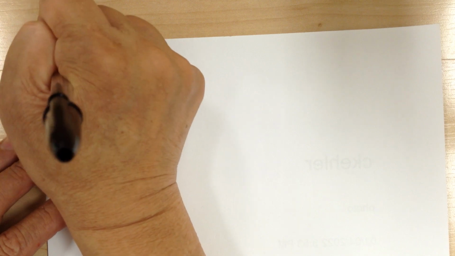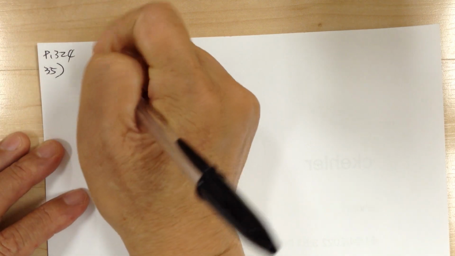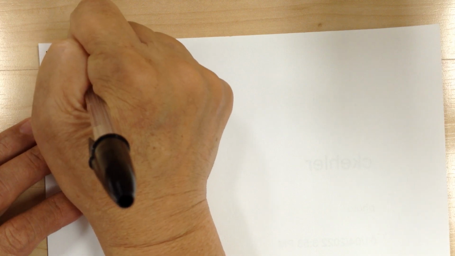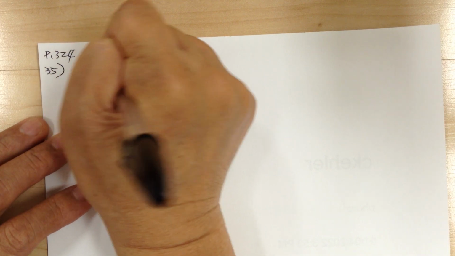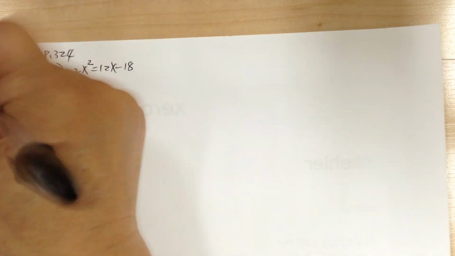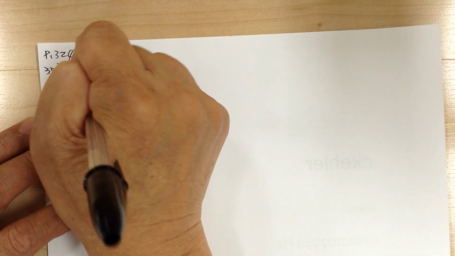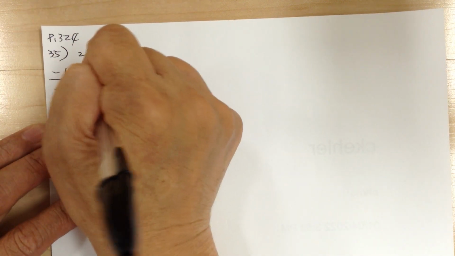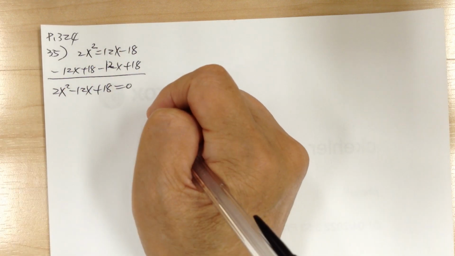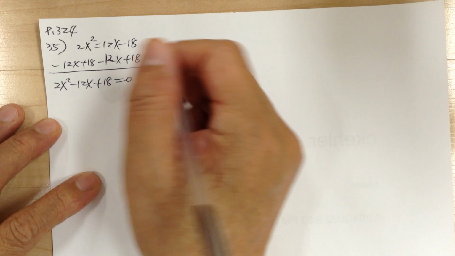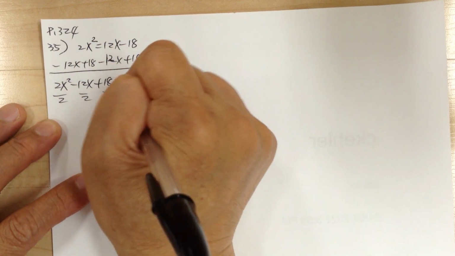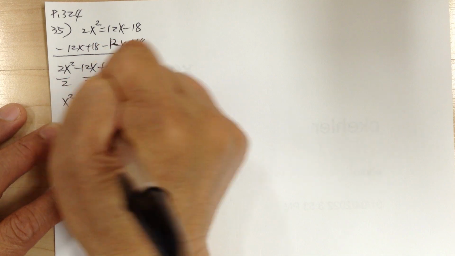Let's go to the next one. You have 2x squared equal to 12x minus 18. You can move 18 to that side, so minus 12x and plus 18. So you get 2x squared minus 12x plus 18 equal to 0. Then I'm going to divide everything by 2 to lower my number. So I got x squared minus 6x plus 9 equal to 0.